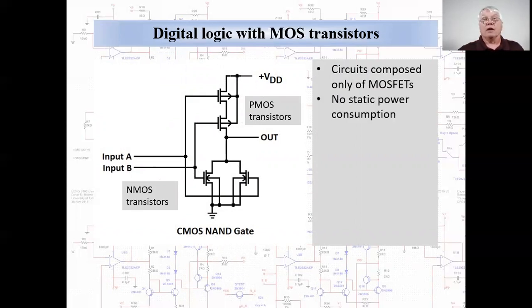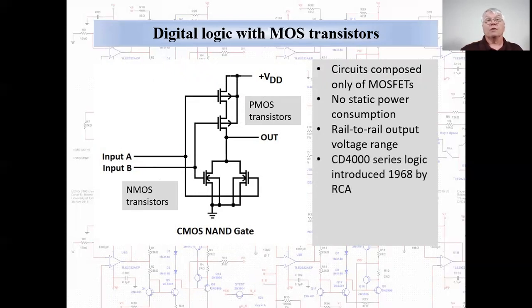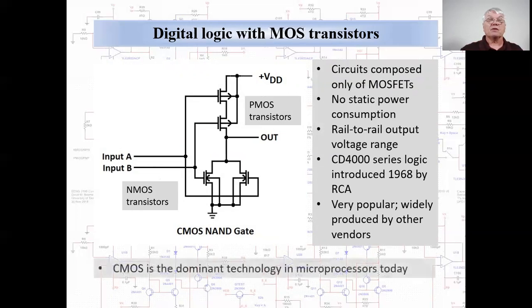Unlike the TTL NAND gate, this CMOS gate has no static power dissipation. It only dissipates power when it's switching states, when the output is switching between a 1 and a 0 or vice versa. The low-level output voltage of this gate was 0 volts, and the high-level output voltage was equal to the positive supply rail, which was 3 volts to 18 volts. Engineers could design with CMOS logic after RCA introduced the CD4000 series of digital devices in 1968. CMOS became very popular and numerous other vendors entered the market, and CMOS technology dominates digital design today.